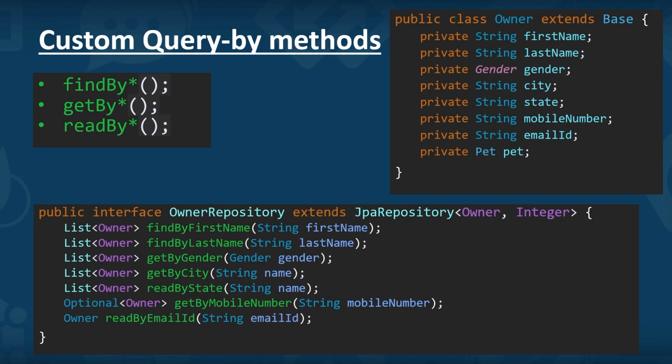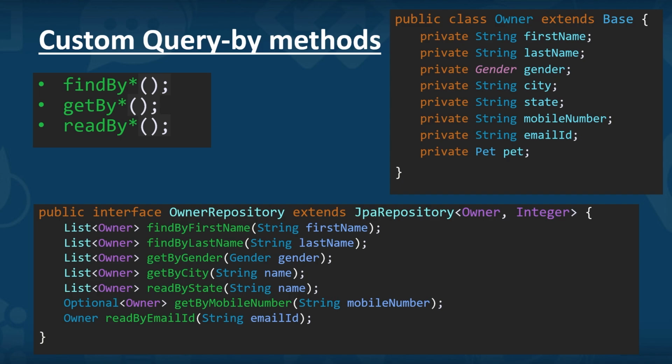Now you may say, okay Abhishek, we don't want to return the optional, we want to return it as it is. That also can be done. For email ID, you see again it was unique, but this time we can return only owner. That way also you can do it. So you can return a list, you can return an optional, you can return the entity as it is.